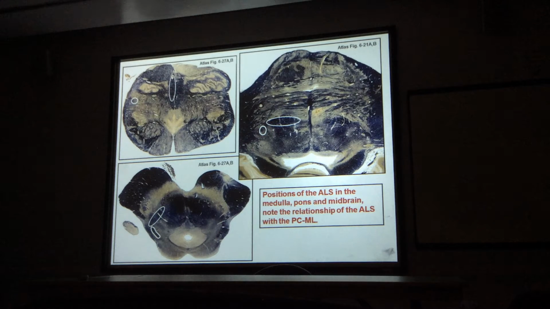We get to the most rostral part of the brainstem, and now we see the ALS right here, the lower extremity right here, and upper extremity right here. So now these two systems are really close together, and they're many times in a single vascular territory. That is related to the vascular pattern of the medulla. Excuse me, the midbrain.